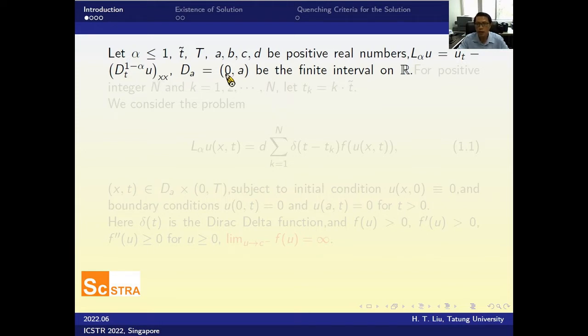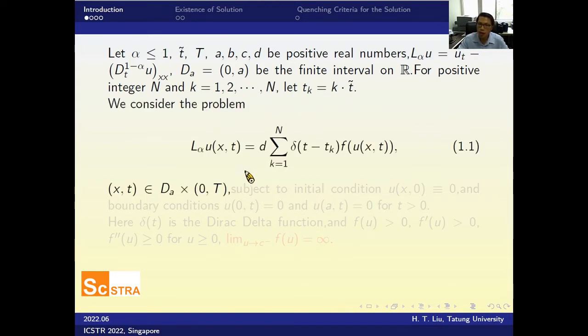The domain that we are going to consider is just an interval from 0 to a. Now for simplicity, we can think of this as just a rod in the one-dimensional case. Now for positive integer capital N, for k from 1 up to capital N, we let t_k equal k times t tutor, where t tutor means the time steps at which the energy is going to be imposed into the system.